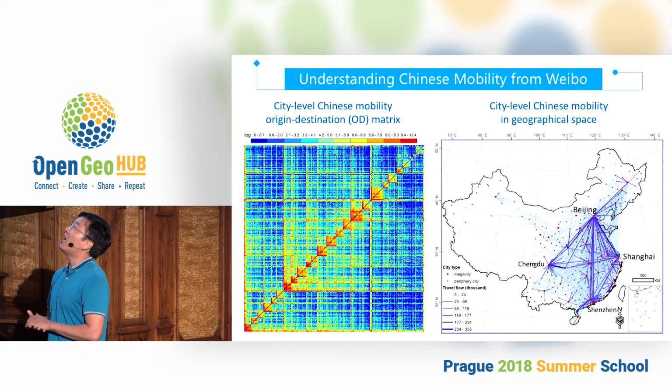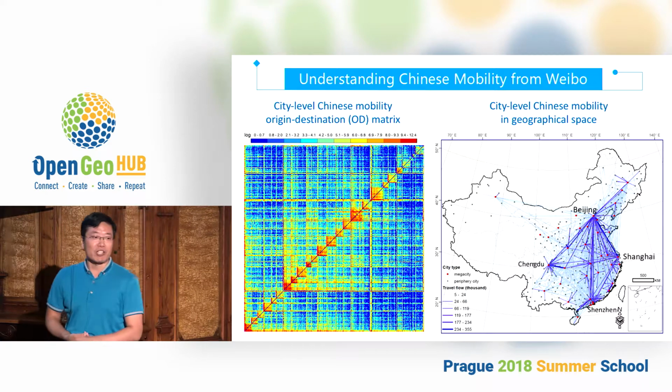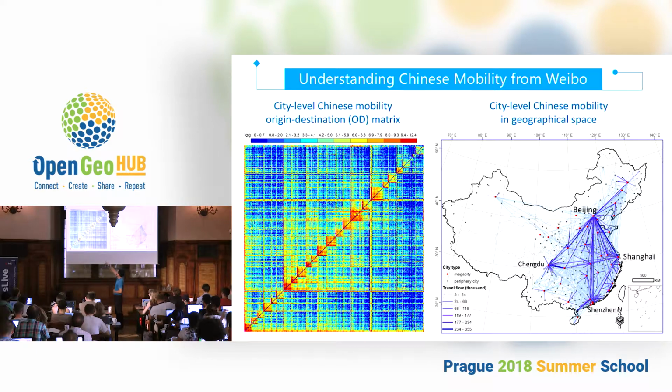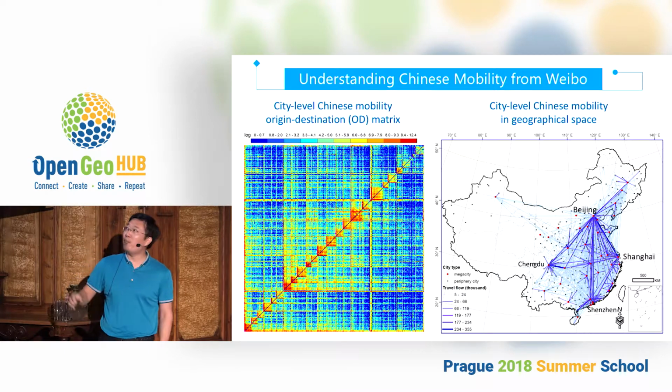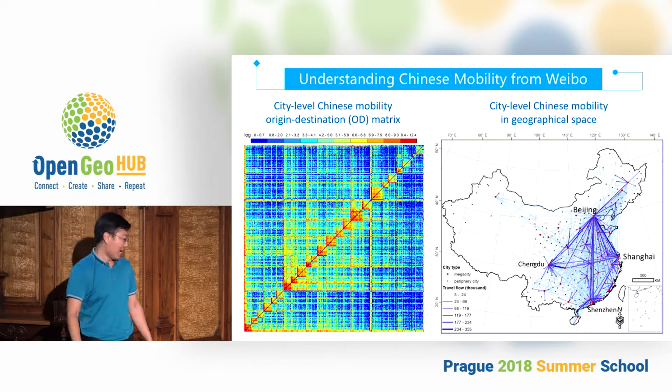Here is a city-level Chinese mobility origin and destination matrix. You can see the red indicates many people moving between each pair of cities, and you can see why it is red there: because these cities are in the same province. If we project this to geographic space, we can get a map like this.